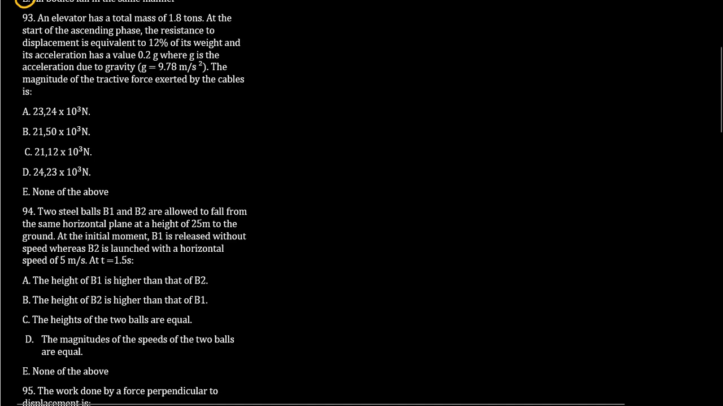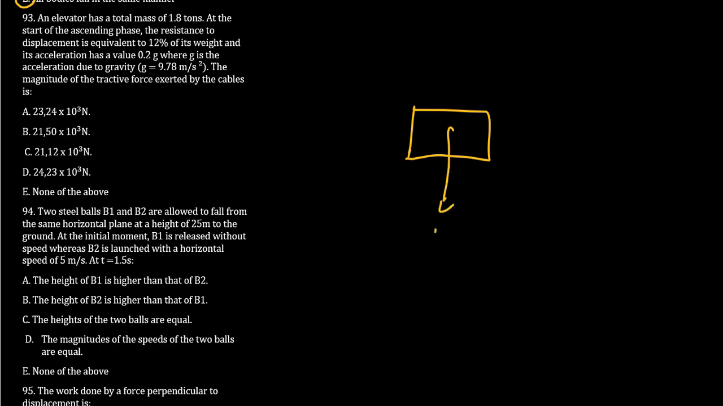Number 93. An elevator has a total mass of 1.8 tons. At the start of the ascending phase, the resistance to the displacement is equivalent to 12% of its weight, and its acceleration has a value of 0.2 g, where g is the acceleration due to gravity, and we take it to be 9.78. The magnitude of the tractive force exerted by the cables is. So let's assume this is an elevator. The elevator has a weight W. On the ascending phase, it has a tractive force, let's call the force F, and a resistive force which is 12% of the weight, 12% of W. And the acceleration is 0.2 g.